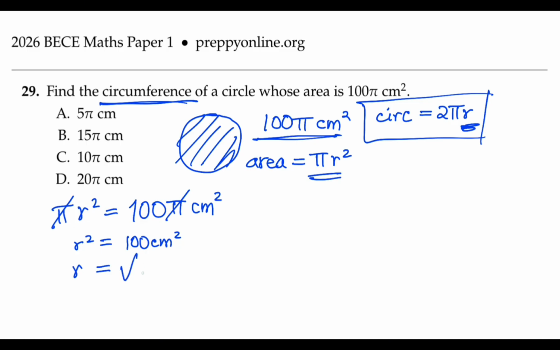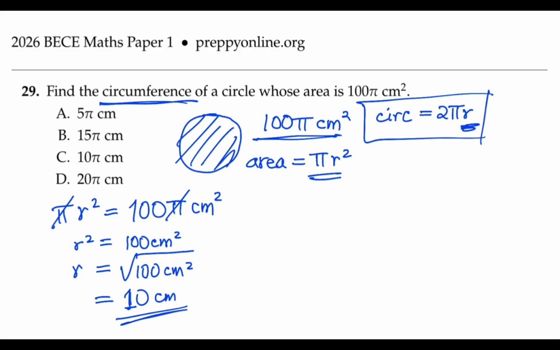And when we take the square root of 100 centimeters squared, what do we get? Well, 10 times 10 is equal to 100. So the square root of that quantity is just 10 centimeters. So centimeters times centimeters also gives us centimeters squared. So the square root of 100 centimeters squared is 10 centimeters.